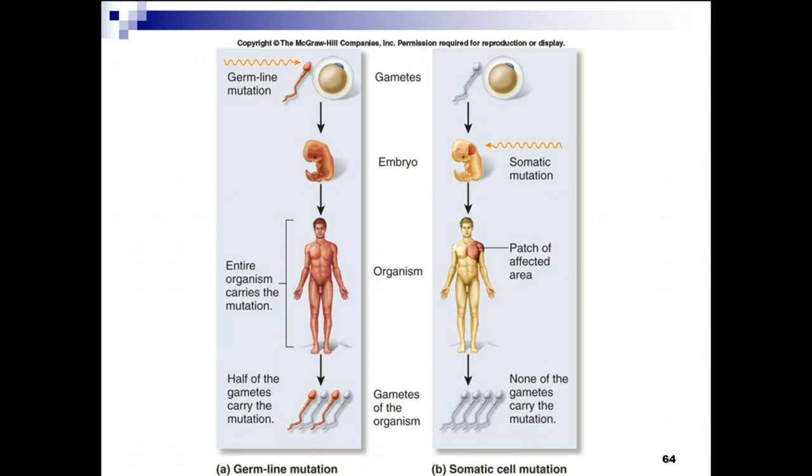Germline mutations are mutations that happen very early in the formation of the embryo or in the sperm and the egg. Germline mutations will occur in every cell of this person's body, and they can pass them on to their offspring. Somatic mutations occur much later in development and typically only affect a particular area of the person's body. They do not affect the sperm and egg. Somatic cell mutations affect the individual but will not be passed to the offspring.